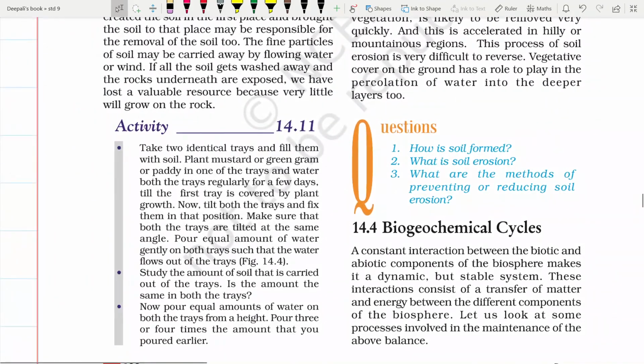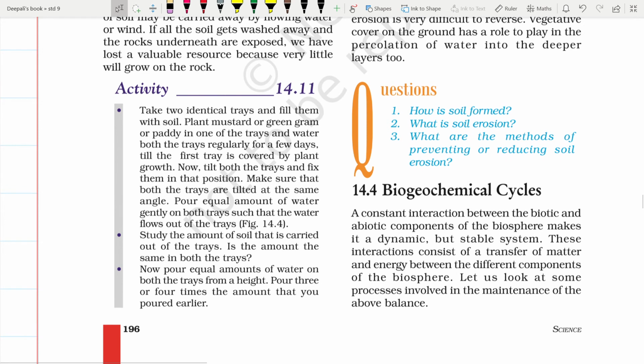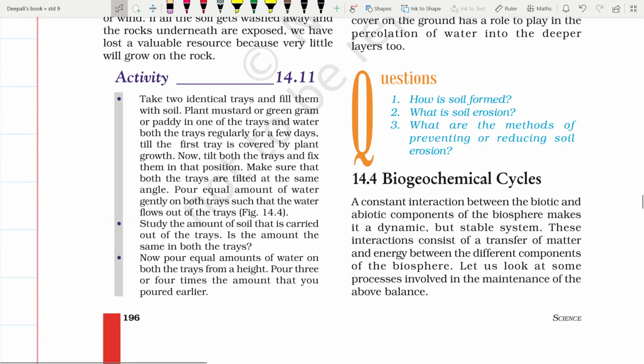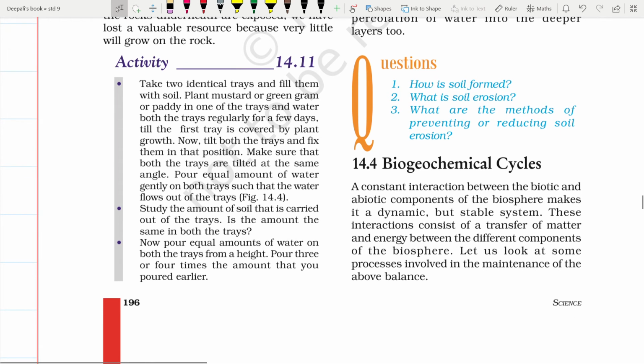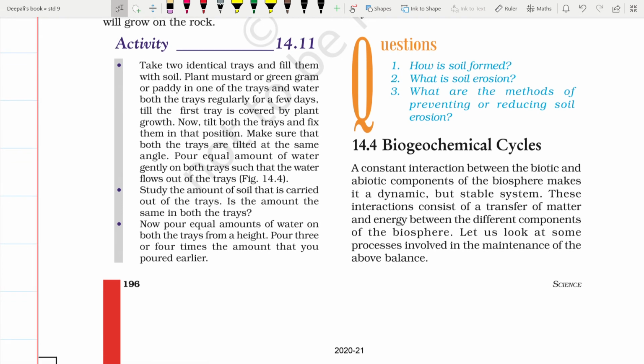Take two identical trays and fill them with soil. Plant mustard or green gram or paddy in one of the trays and water both the trays regularly for a few days till the first tray is covered by plant growth. Now tilt both the trays and fix them in that position. Make sure that both the trays are tilted at the same angle.